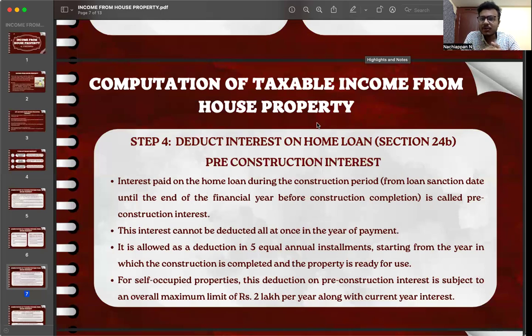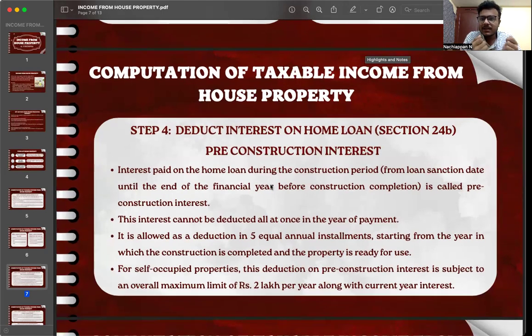For example, let's say you have taken a loan on 1st April 2024 and you're completing the construction on 31st of October 2025. Let's just take that as an example. The interest that you will calculate is only for the financial year 24-25, that is 1st April 2024 to 31st March 2025. The interest thereon will not be considered for pre-construction interest and will be taken for the current year interest, right?